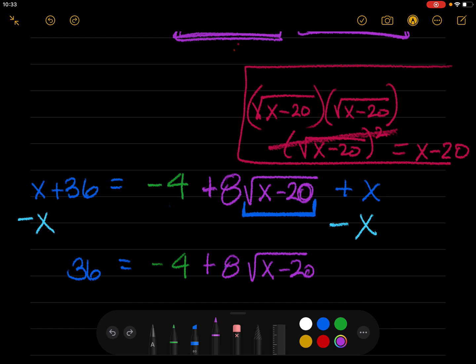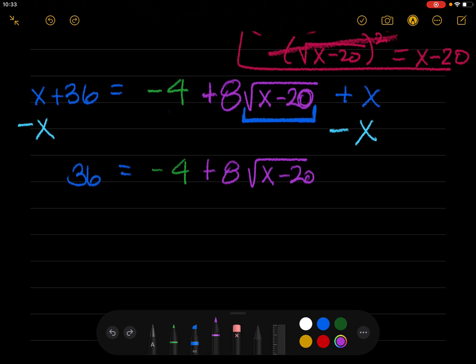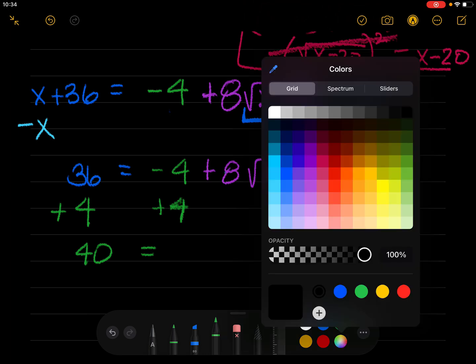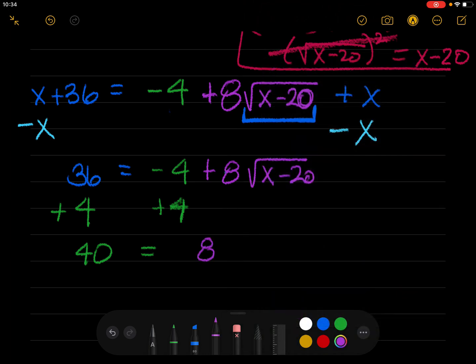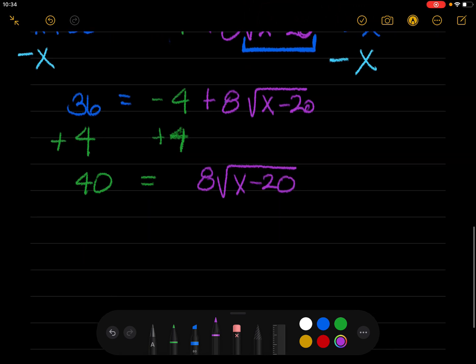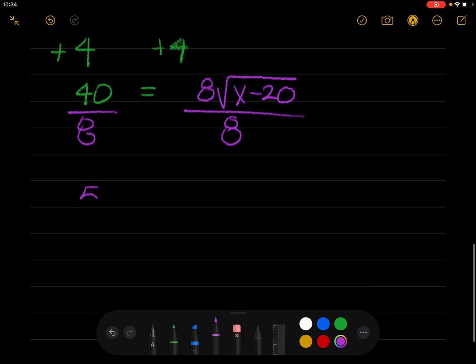Okay. Now, the next thing I'm going to move, I'll move my 4 over here to the left. That's going to give me 40 on the left side. And then on the right, I have my radical expression, and it's getting closer. We're not quite done, but we're getting there. I have 8 square root of x minus 20. So the last step to isolating my radical is dividing by 8, which will leave me with 5 equal to the square root of x minus 20.